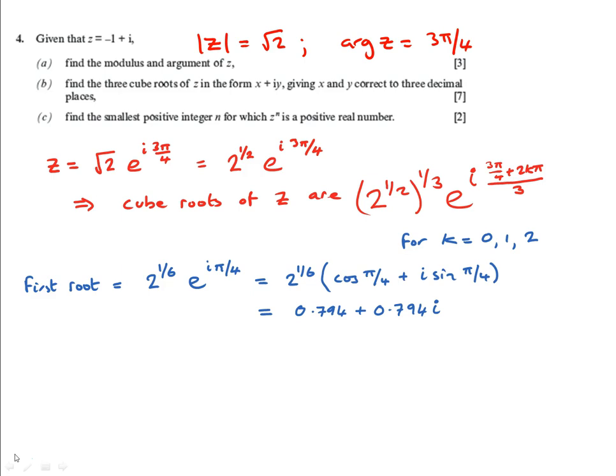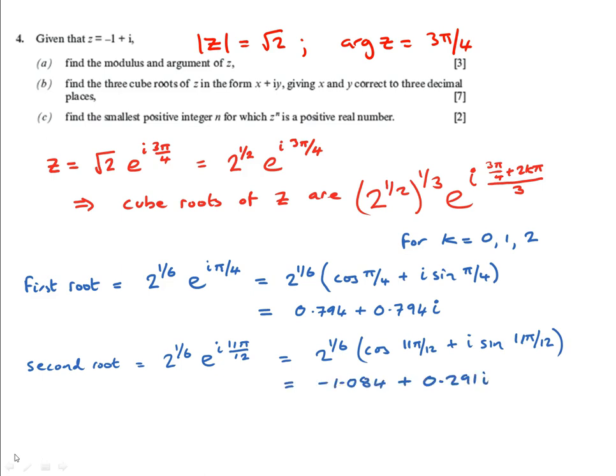For the second root, we need to put k equals 1, which gives me the second root is 2 to the 1/6 times e to the i 11 pi by 12. Now that 11 pi by 12 comes from 3 pi by 4 plus 1 lot of 2 pi, all divided by 3. So that's the same thing as 2 to the 1/6 times cos of 11 pi by 12 plus i sin 11 pi by 12, which calculates through to minus 1.084 plus 0.291i.